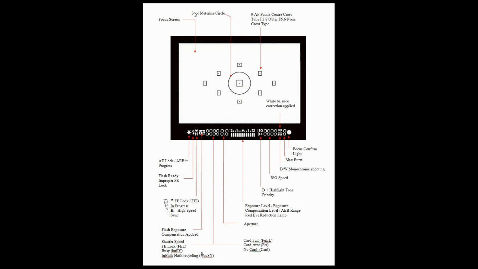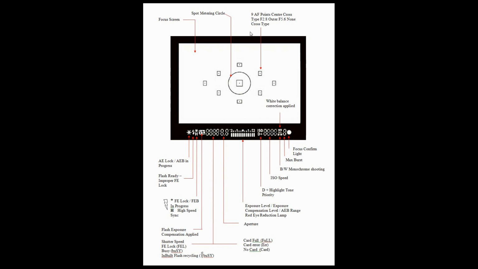And then next we have the spot metering circle, which is this circle in the center of the viewfinder here. The spot metering circle typically on cameras will meter 3 to 5% of the scene, so it's very accurate for a specific area of an image, or a subject should I say, that you want to meter for exposure.